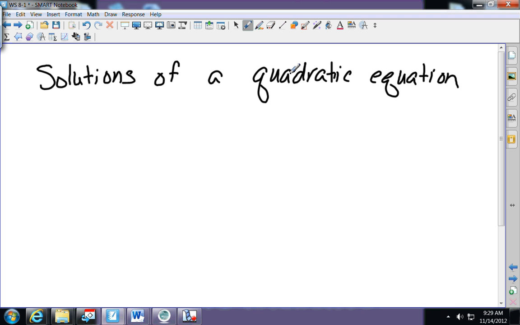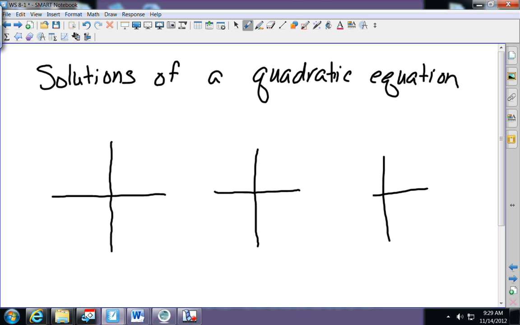You should be writing it, like I said just a minute ago, on the blank portion on the back of that worksheet. Solutions of a quadratic equation. There are three types of them. You are going to find, let me see if I can draw my little curves here. These are the three types of solutions.